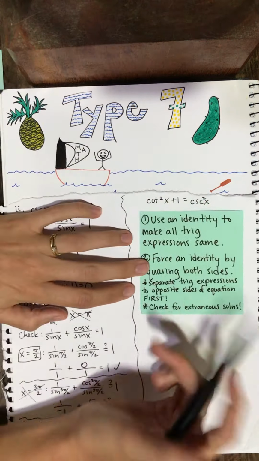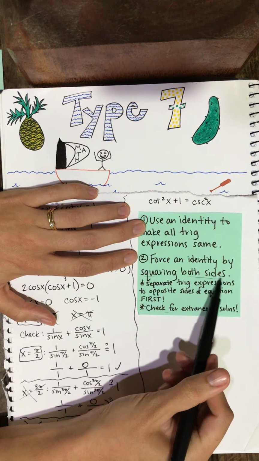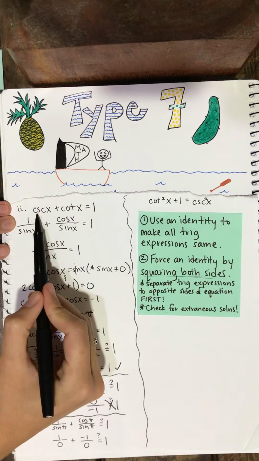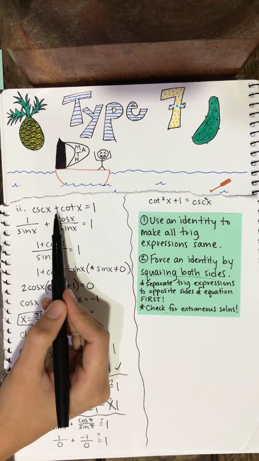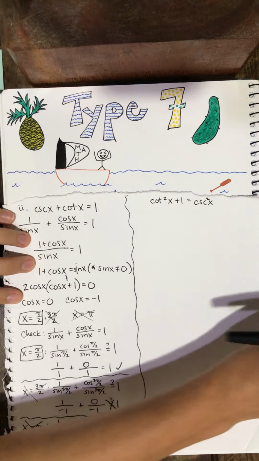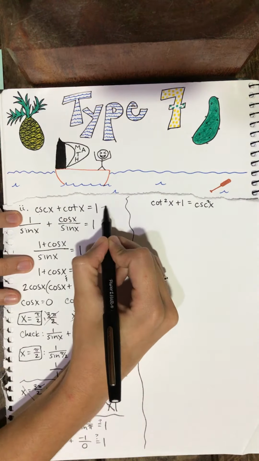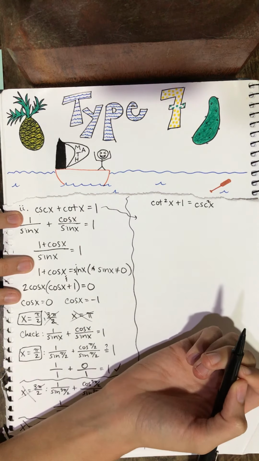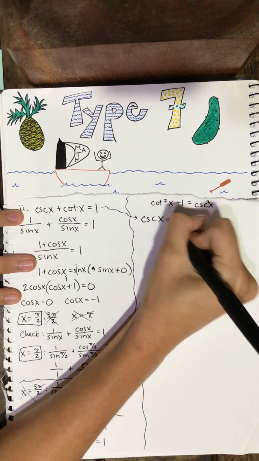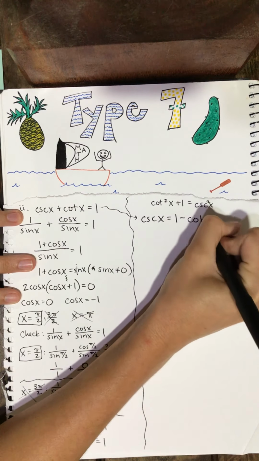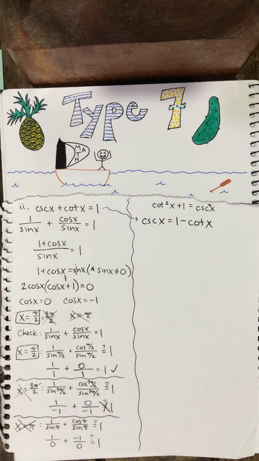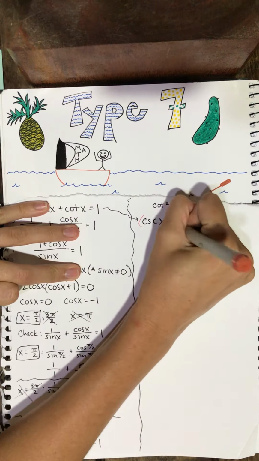However, remember that if we are going to square both sides, we first need to separate the trig expressions to be on opposite sides. Right now they're on the same side of the equation, so I'm going to pass one to the other side. It does not matter which one I pass. So what I'm going to do is pass cotangent. That cool with y'all? So I'm going to do cosecant of x is equal to 1 minus cotangent of x. I'm hoping to be able to use this. And then I'm going to square both sides.